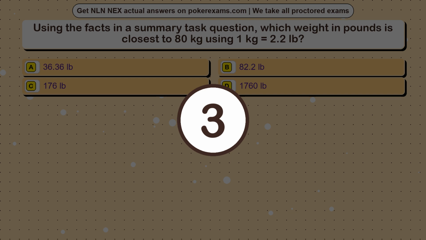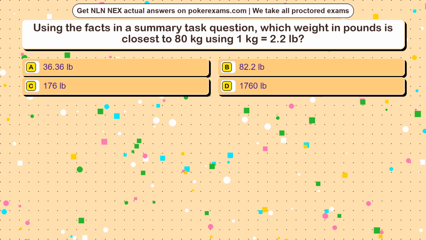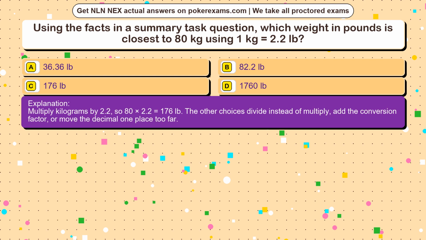The correct answer is option. Multiply kilograms by 2.2, so 80 times 2.2 equals 176 pounds. The other choices divide instead of multiply, add the conversion factor, or move the decimal one place too far.